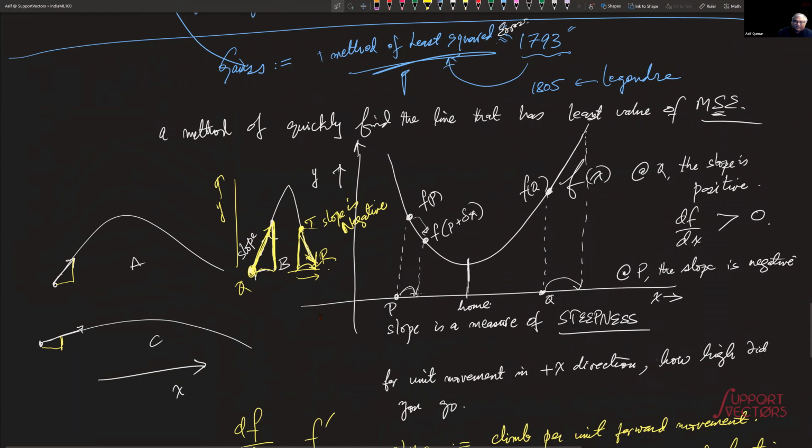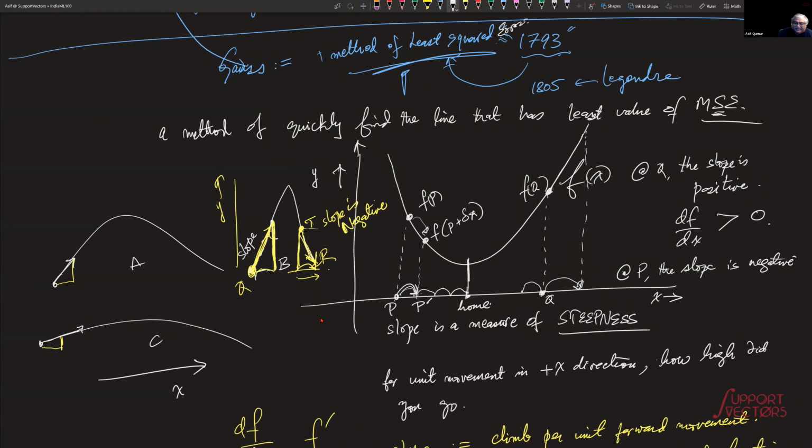You have gone from here to here. This is your next point. Let me call it p prime. When you go from p to p prime, are you getting closer to home? Yes, right? So you want to keep making steps like this. But what about q? Do you want to make a positive step or the negative step? Negative. But the slope is positive.